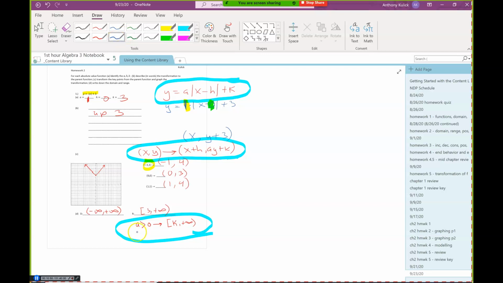Just FYI, the other rule for the range is if A is negative, we go from negative infinity up to K. Since we're reviewing, might as well write down both rules there, right? So you have it all in one place. You don't have to go hunting through your notes to find it.